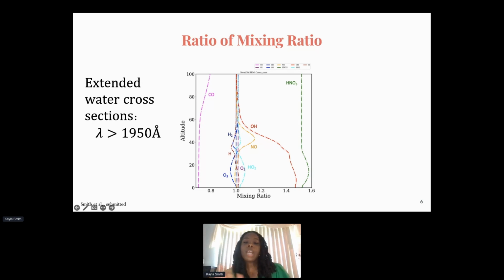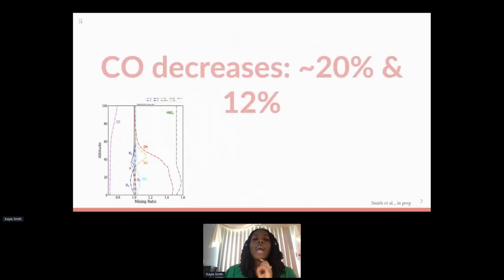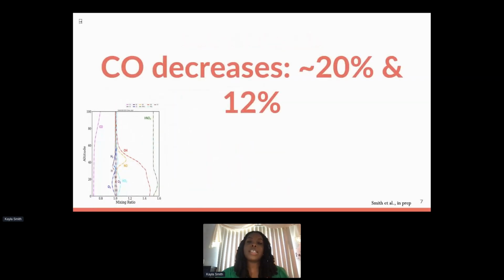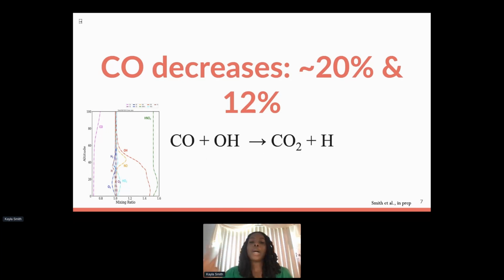We see a really big spike in OH, which makes sense because there's more water photolysis happening. But we also see a really big change in CO and HNO3, so carbon monoxide and nitric acid. We want to understand how those change from previous studies. We found that CO decreases roughly 20% and 12%. We use two different inputs, so that's why we have two different values there, but it does decrease over time, and that is due to the amount of OH around.